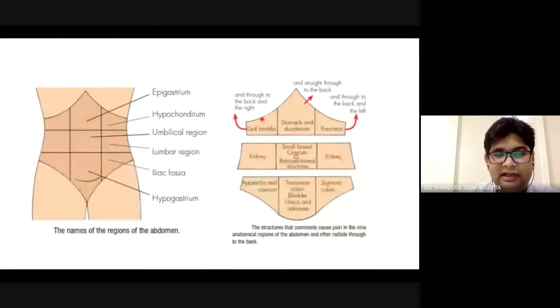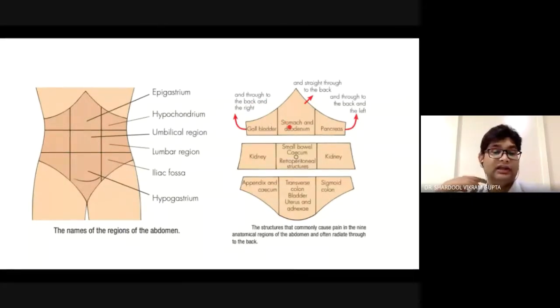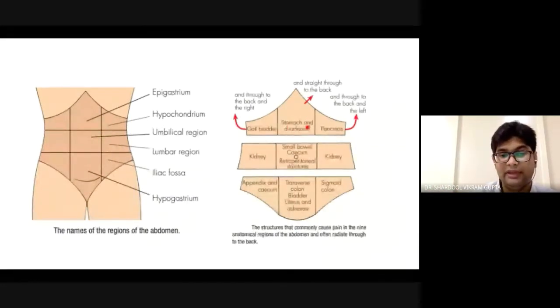So this is the picture which is showing the pain pertaining to particular quadrants. So if pain is in the right upper abdomen, then it may be the gallbladder, which usually goes to the back, and there may be pain from the stomach and duodenum, which manifests in the epigastric region. And the pancreatic pain will either present in the epigastric region or in the left hypochondrium.